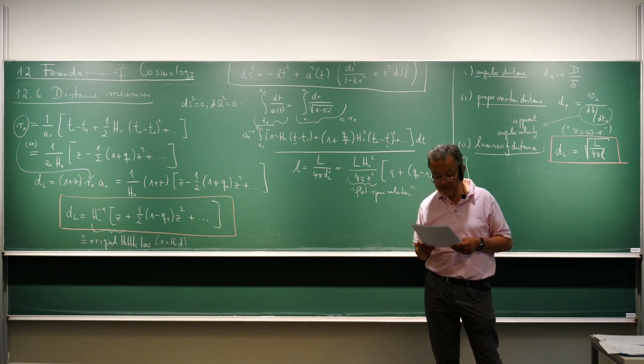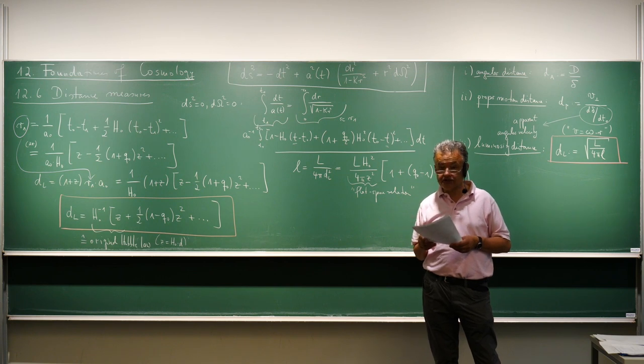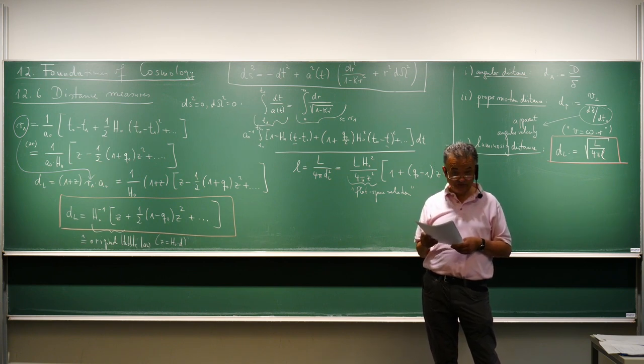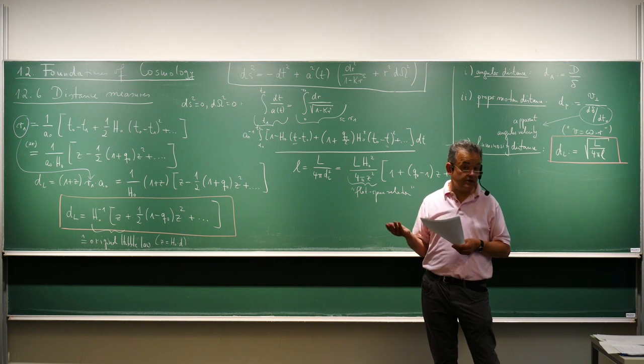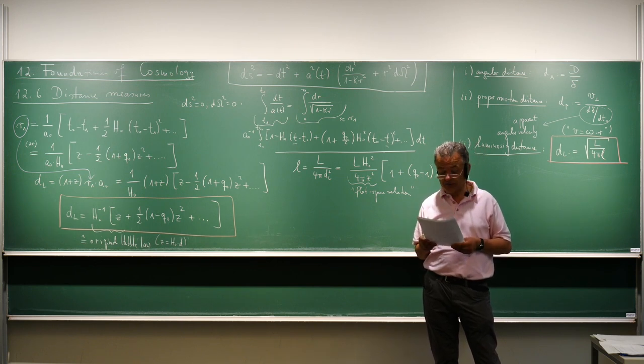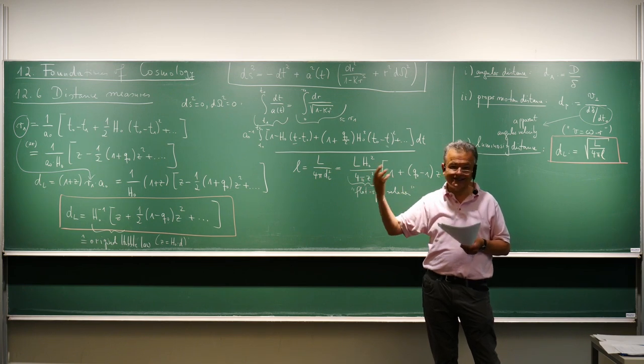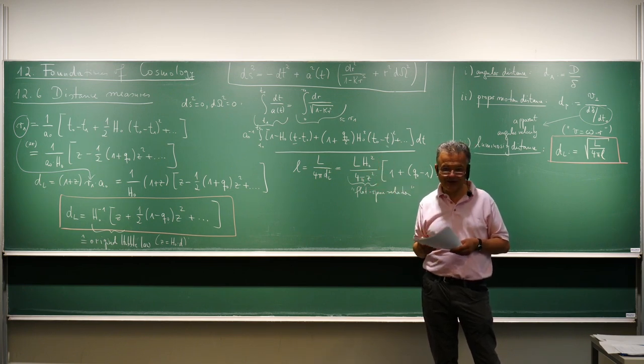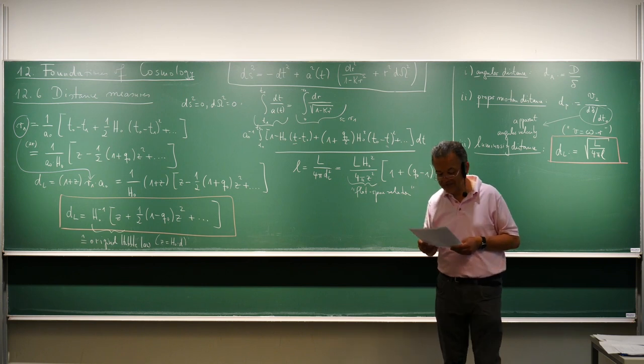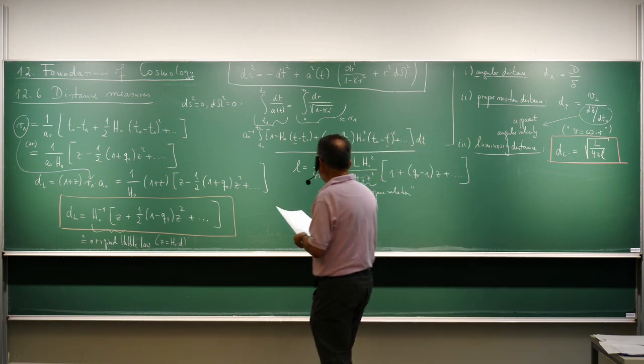So physicist Matt Visser in 2004 has done that and presented expressions up to order z to the 4, which can in principle be relevant for observations. Of course, z must still be smaller than 1, otherwise these higher powers become bigger and bigger. So let me mention this.